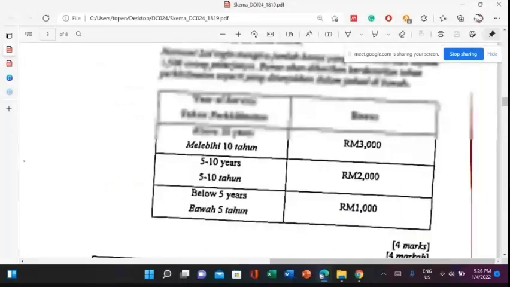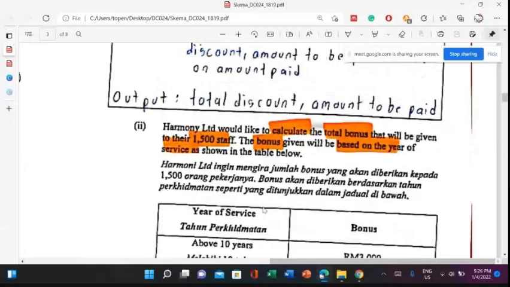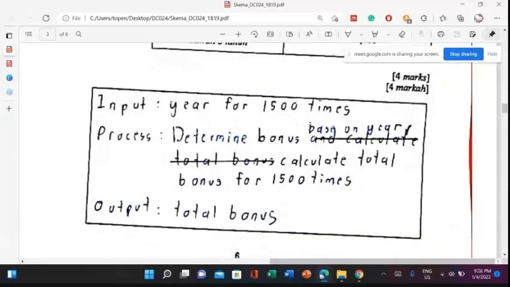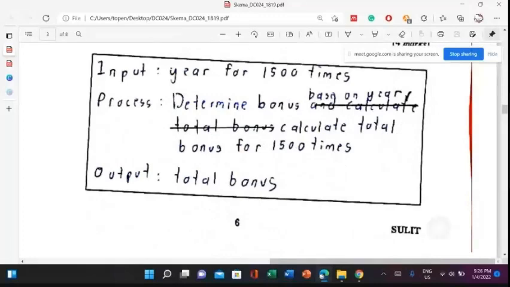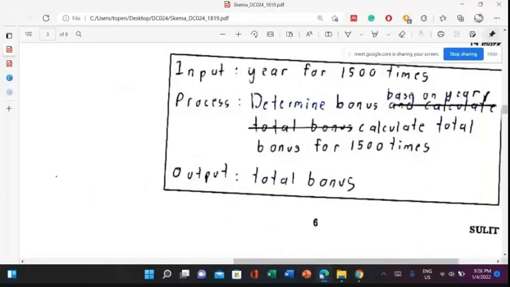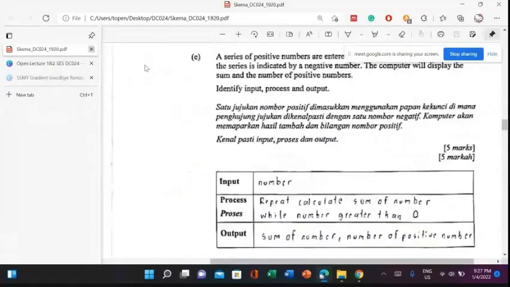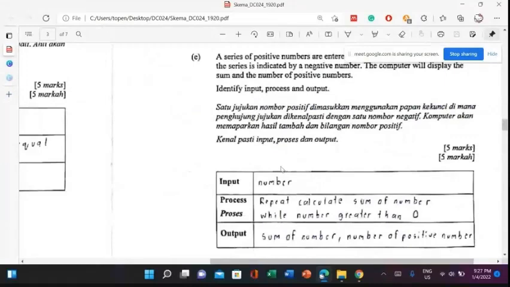Why? Because the question asks, bonus will be given based on the year of service. Okay. So that is all for year 2018-2019. We have only 2 questions for repetition. Next is the 2019 and 2020 answer scheme.